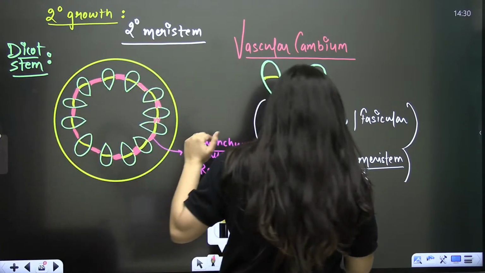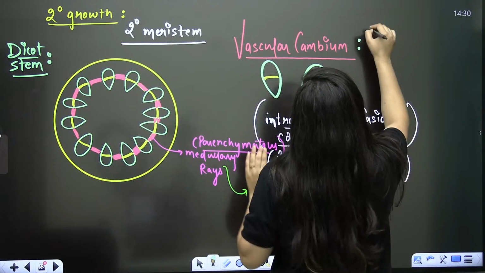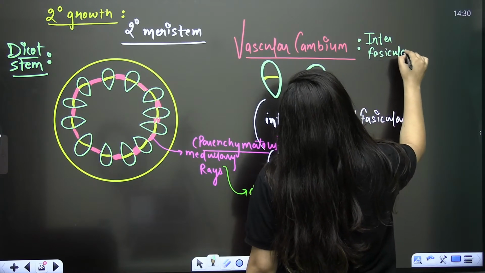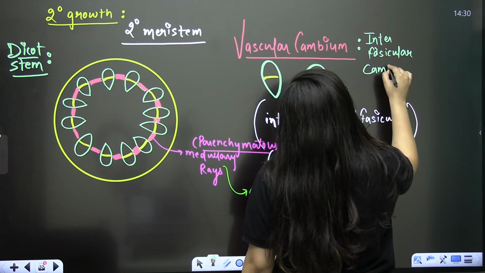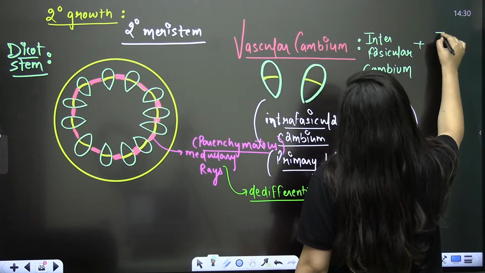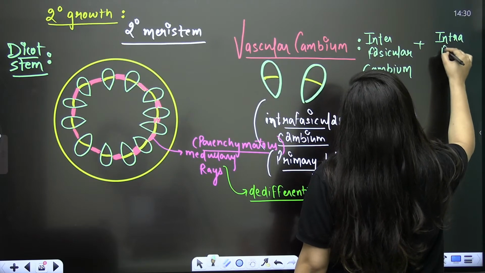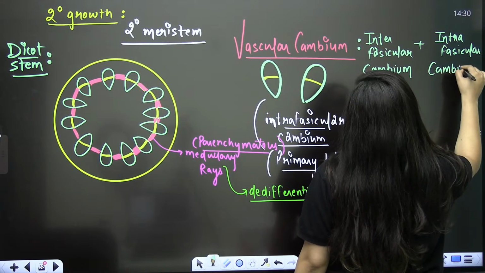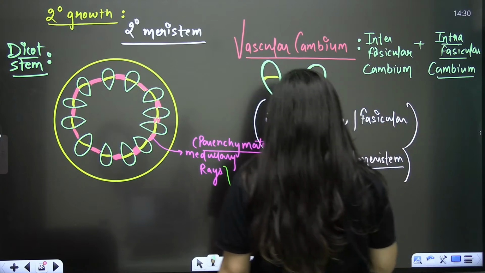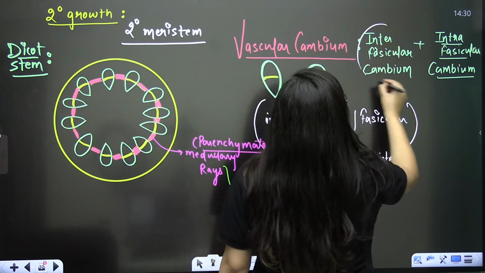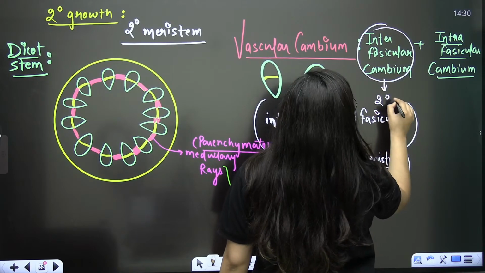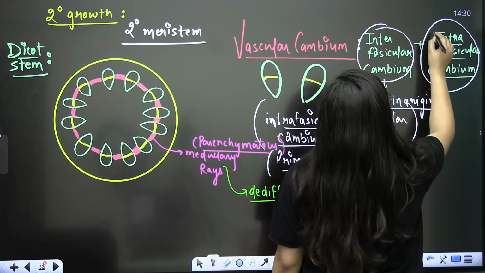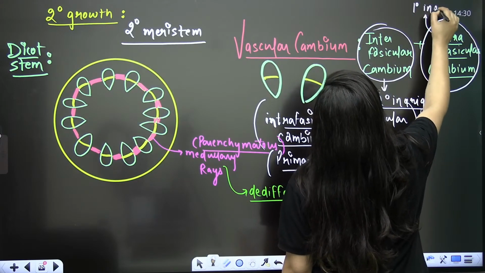So when it comes to the vascular cambium, what do we have? We have interfascicular cambium, and then we have intrafascicular cambium. These are the two words that we have here. When it is inter, it is secondary in origin. When it is intra, it is primary in origin. Just now I told you.